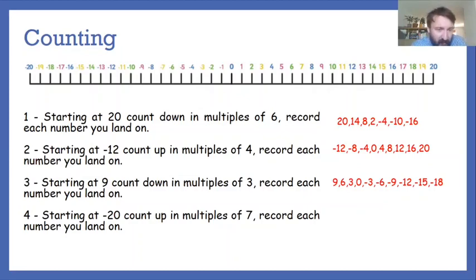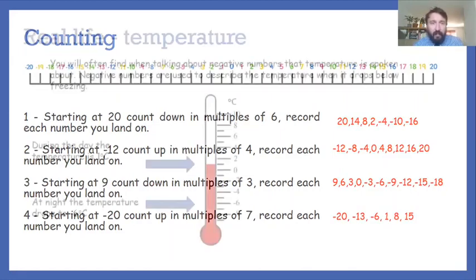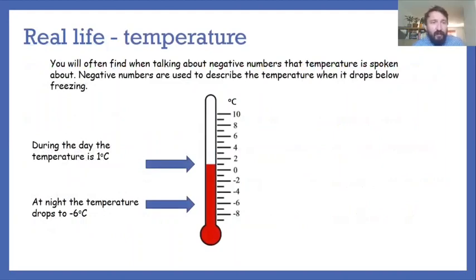Starting on -20, last one, count up in multiples of 7, record each number that you land on, and away we go. We have -20, -13, -6, 1, 8, and then we're finishing on 15. And that's probably a really fantastic job you've done there. Okay, let's move on. So, real life temperature.